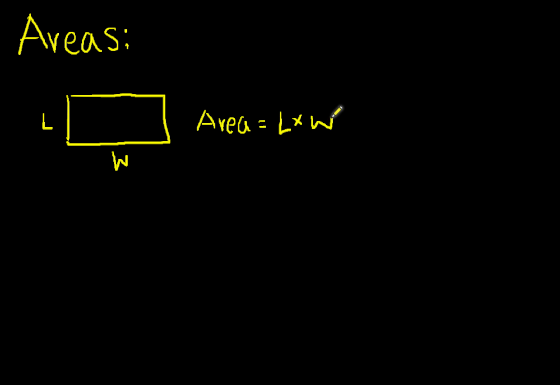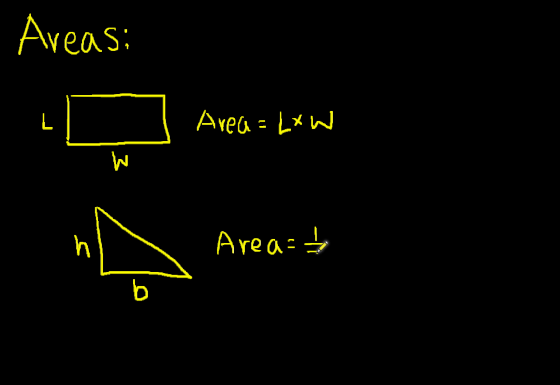Areas. For this lesson, you're also going to need to calculate areas of basic shapes, including the area of a rectangle defined by length and width. The area of a rectangle is equal to length times width. You'll also need to calculate the area of a triangle, which has height h and base b. The area of a triangle is 1/2 base times height. These two formulas will be useful in a little while.